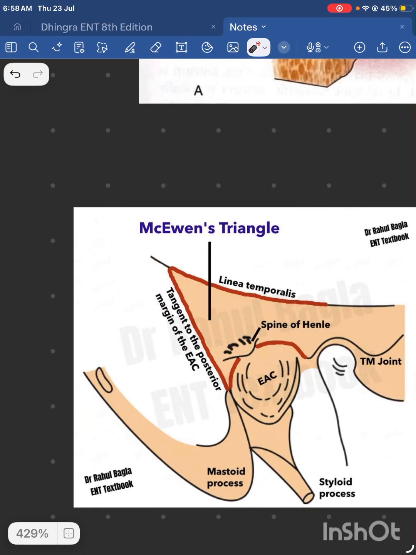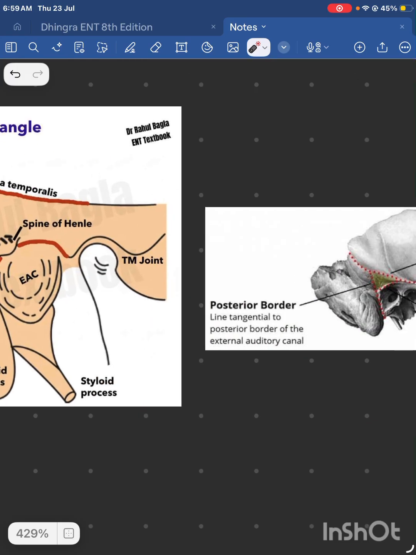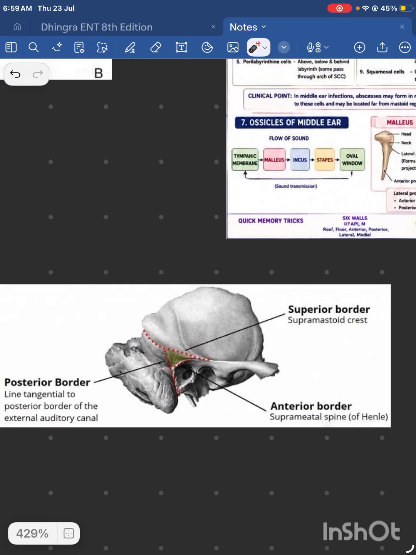This is the external auditory canal. Above it we are finding the linea temporalis. We are finding a tangent to the posterior margin of the external auditory canal, and the spine of Henle. A better diagram, if I make you see: this is the superior border, known as the supramastoid crest, the upper part.